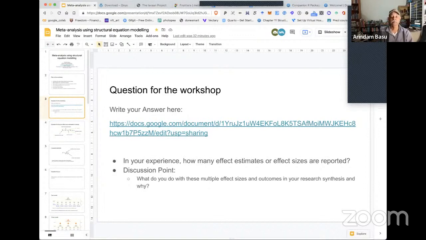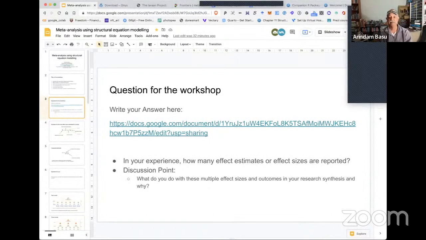And I will be moving back and forth between my RStudio instance and this presentation, so that you will have a sense of what actually happens in real life as we go ahead with meta-analysis and using structural equation modeling.